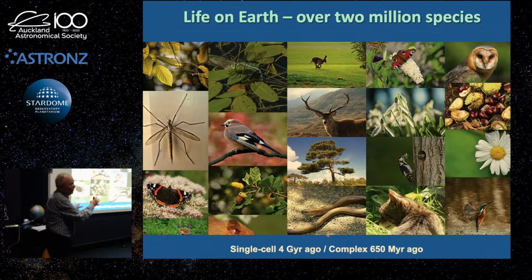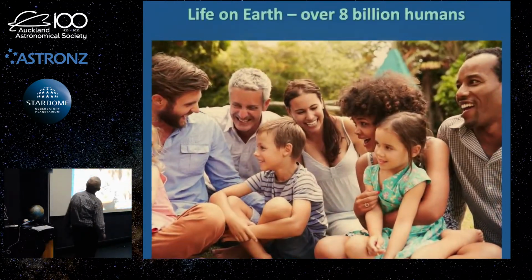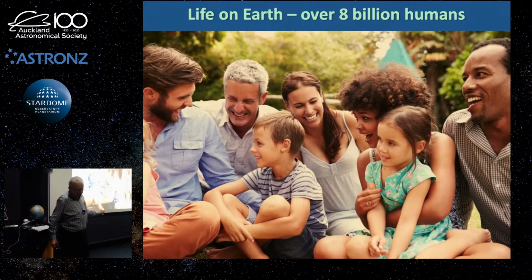So the message from that really is that life will get hold pretty smartly if it's given an opportunity, but it's usually single cellular life, and it takes a long time for complex life to get going, which it did on Earth. And of course, with humans, which is the reason we're here to talk about us, there are over 8 billion humans on Earth.